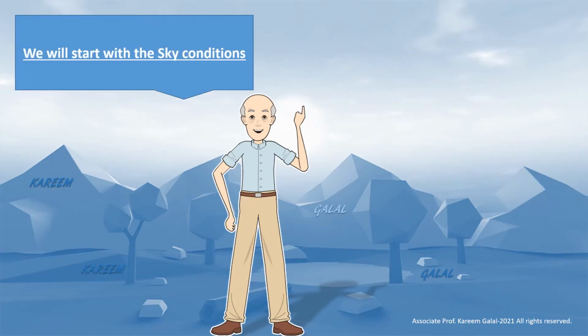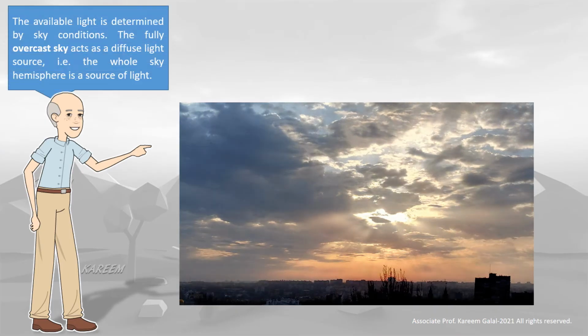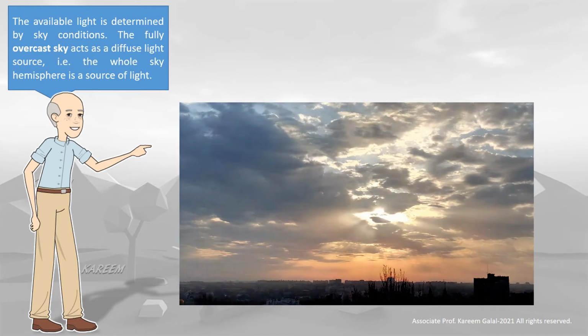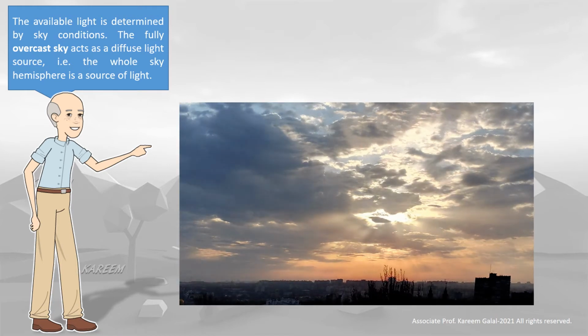We will start with the sky conditions. The available light is determined by sky conditions. The fully overcast sky acts as a diffuse light source. For example, the whole sky hemisphere is a source of light.